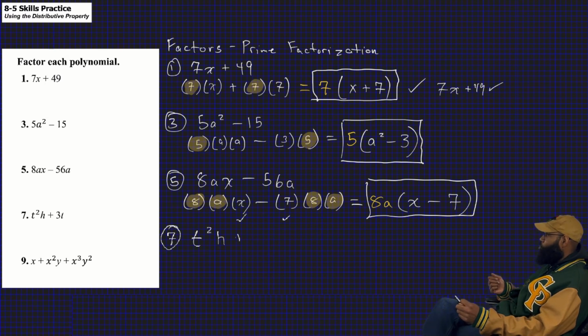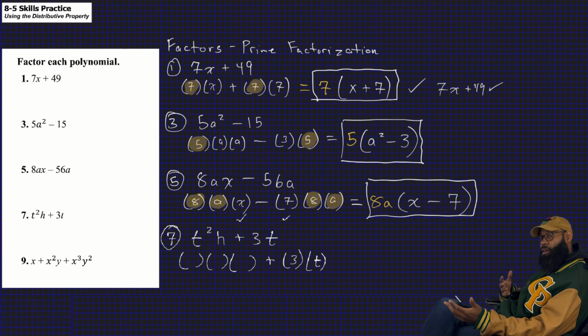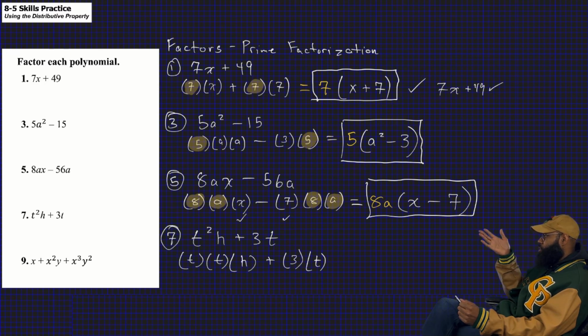Number 7, looks like more letters than numbers. So t squared h plus 3t. So I got a t times h, and then plus a 3 times t. So again, what is it in the first term and the second that they share or have in common? And again, guys, you can see it, and I'm going to highlight it. So it's in there now. And go ahead and show me what they share.